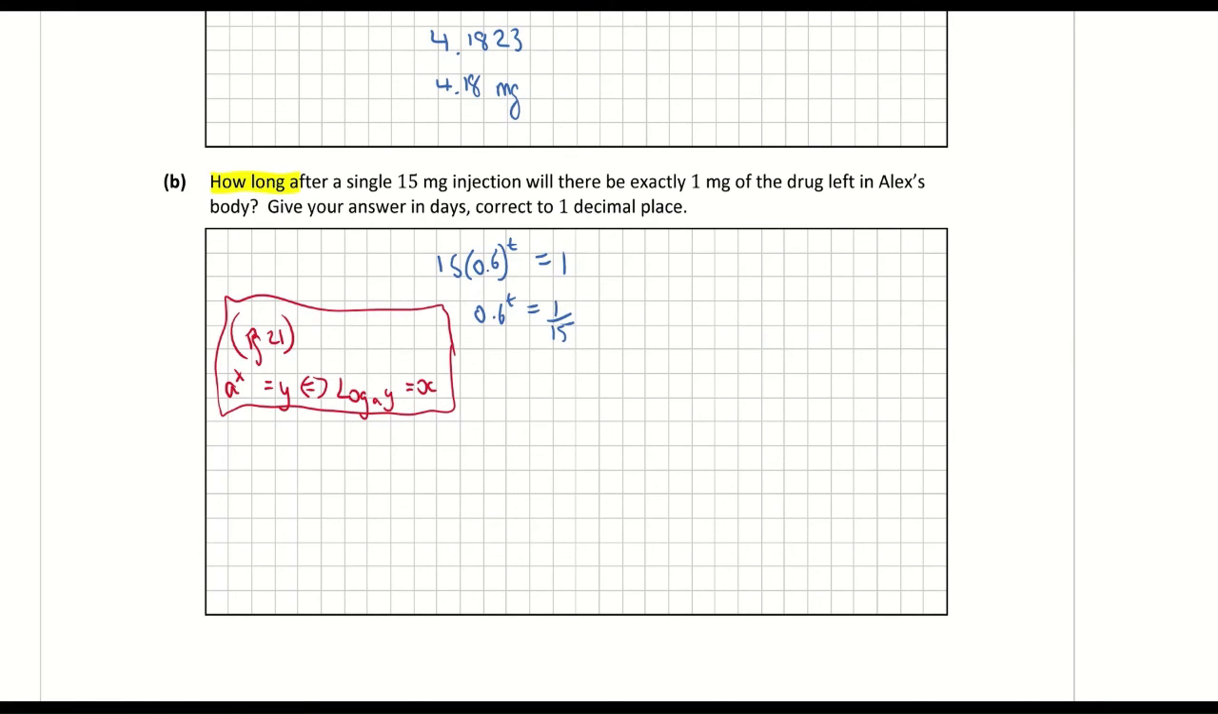And filling that in, my x is going to be t. That's the power. That's going to equal the log of y. My y in this case is 1 over 15, to the base of a, which is 0.6, and that's equal to my t. So I just need to now type that into my calculator, the log of 1/15 to the base 0.6, and that's giving me 5.301. Question wants it to one decimal place, so how long does it take? So t is equal to 5.3 days.